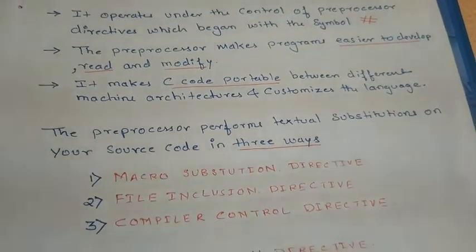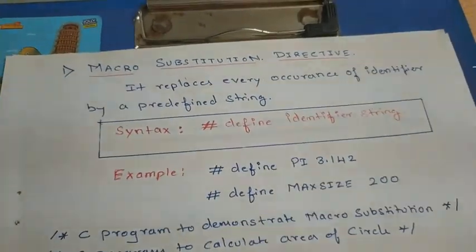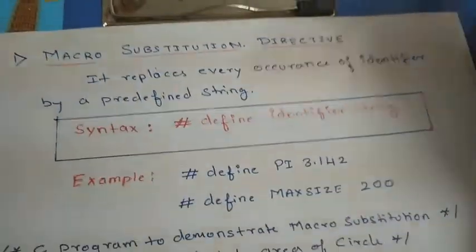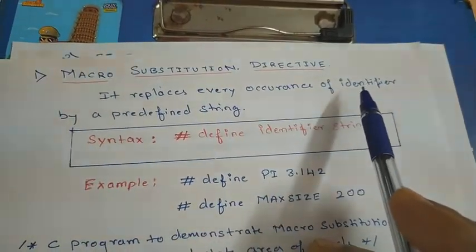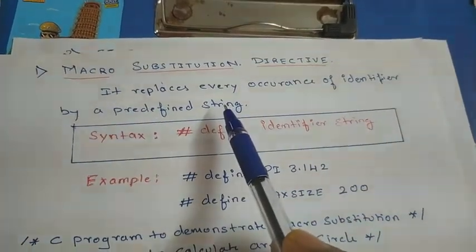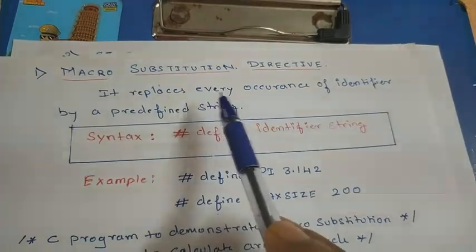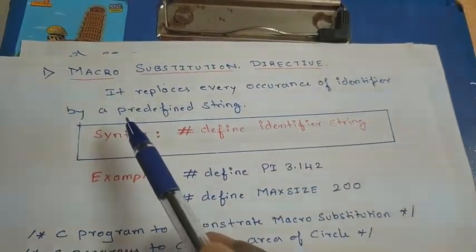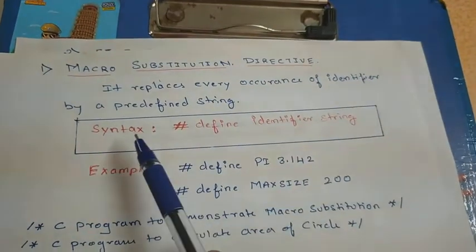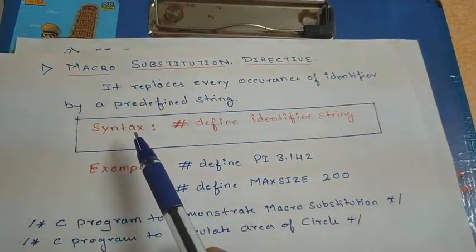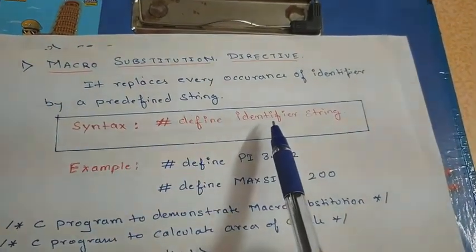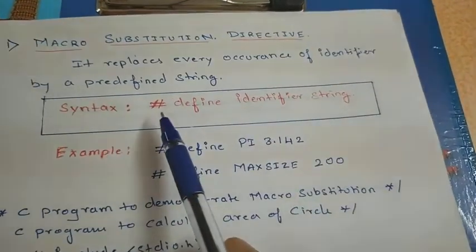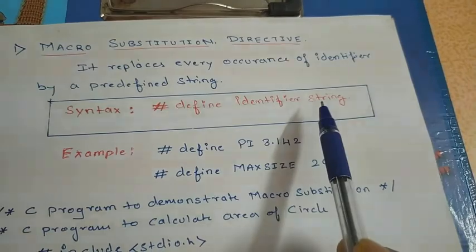So these are the basic definitions of the three preprocessor directives. Let us understand the first directive, that is your macro substitution directive. As the basic definition, it replaces every occurrence of an identifier by a predefined string. The syntax for the macro substitution directive is hash define identifier string.